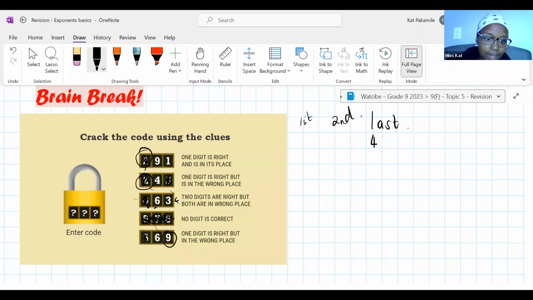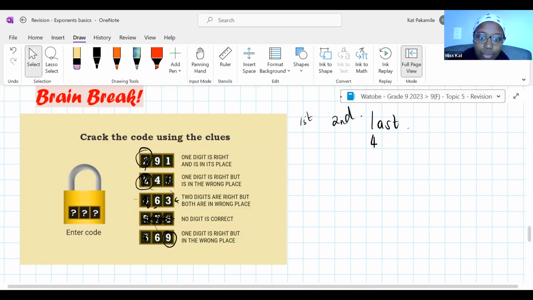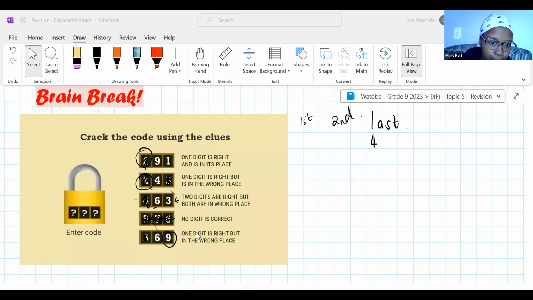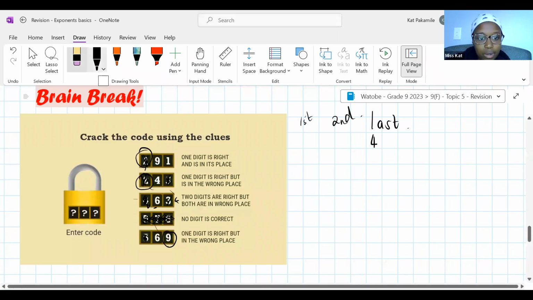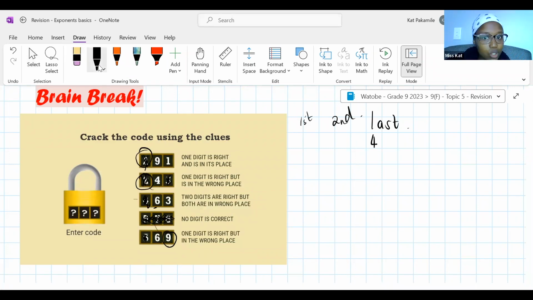2 digits are right, but both in the wrong place. And 1 digit is right, but in the wrong place. 143 says no. I would think again. 3 cannot be the last one. Think about it. So that means we have to eliminate 3 because it's only in the last place, right? Would 9 be second place? It might be, but 9 could also be second place. So we need to figure that out.